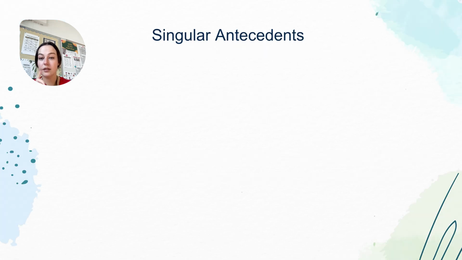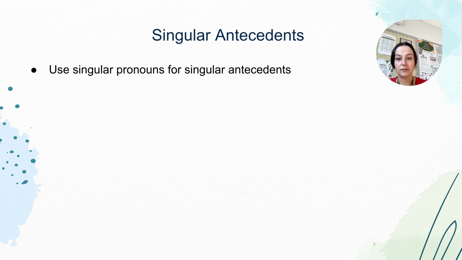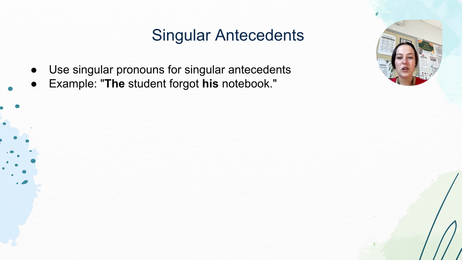Singular antecedents, so talking about that first rule, making sure that when the antecedent is singular, the pronoun also has to be singular. So, for example, the student forgot his notebook. The student, okay, is singular. Therefore, his, right, is also singular.